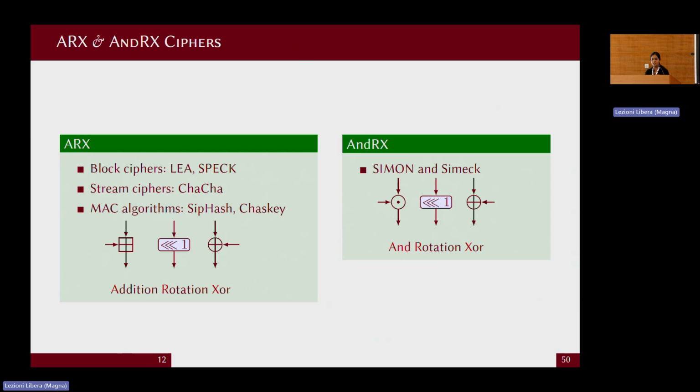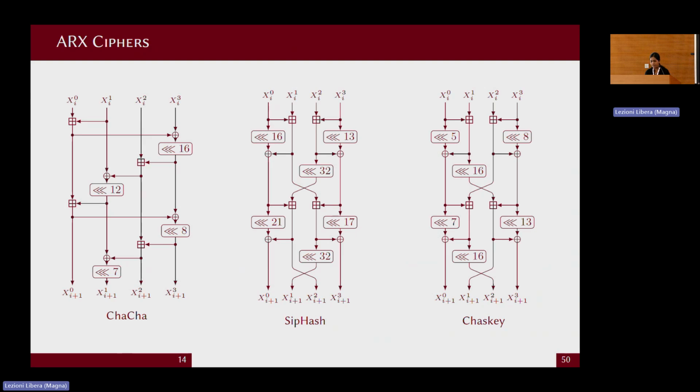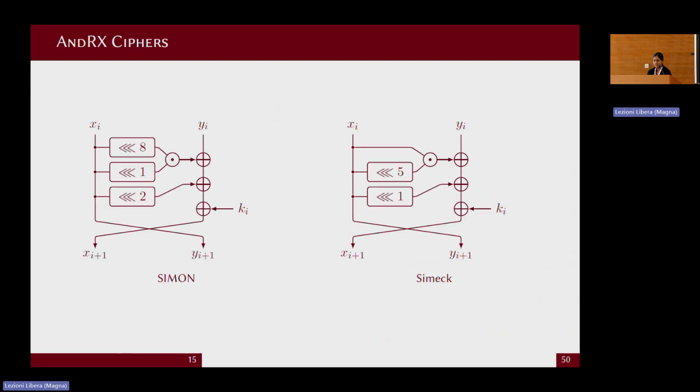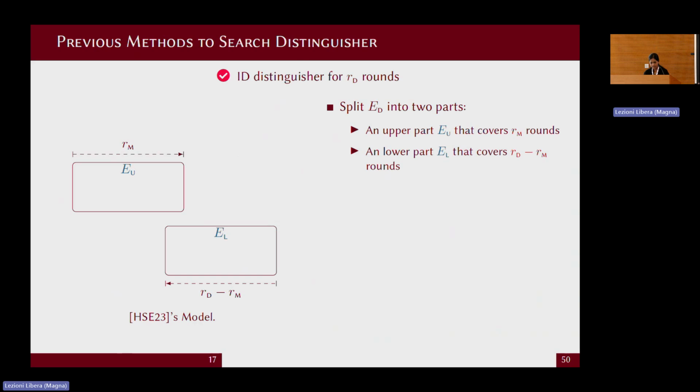So here comes our application. We are focusing on ARX and AndRX ciphers. These are the block ciphers we are focusing on for ARX: LEA, SPECK, ChaCha, CHAM, and Sparkle; and for AndRX we are focusing on SIMON and SIMECK. These are the one-round functions of the ARX ciphers I have mentioned, and these are the round functions of the AndRX ciphers.